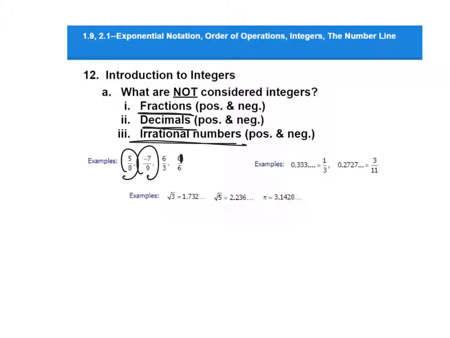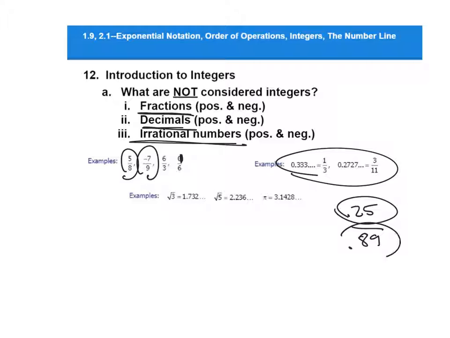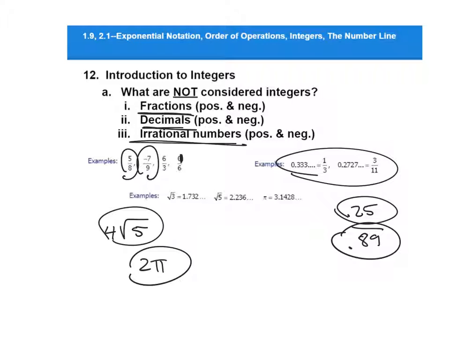So if you make them fractional amounts or decimals, now those decimals could be terminating, like 25/100ths, or they could be repeating with the repeating bar. And so those would be considered decimals, which are not integers. And then you've got your square roots. So you've got square root of 3, or 4 square roots of 5, or 2 pi. Any of those would all fall under not considered an integer.